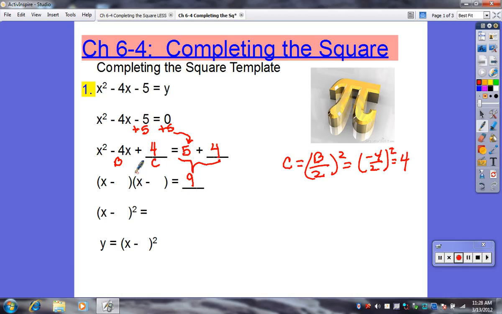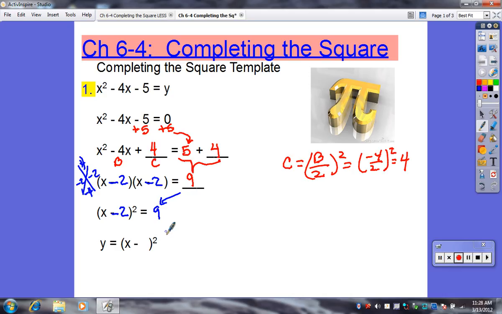Over here, we have to factor this. So if you want, you could use your diamond puzzle going through. We need 2 numbers that multiply to equal 4 and add to equal -4. So we hopefully know those are -2 and -2. So it's -2 and -2. And then that's the same thing as writing x minus 2 squared. Bring the 9 down, equals 9.